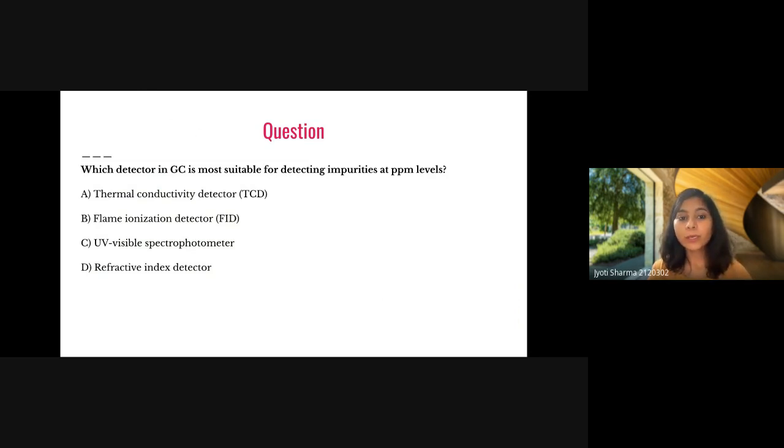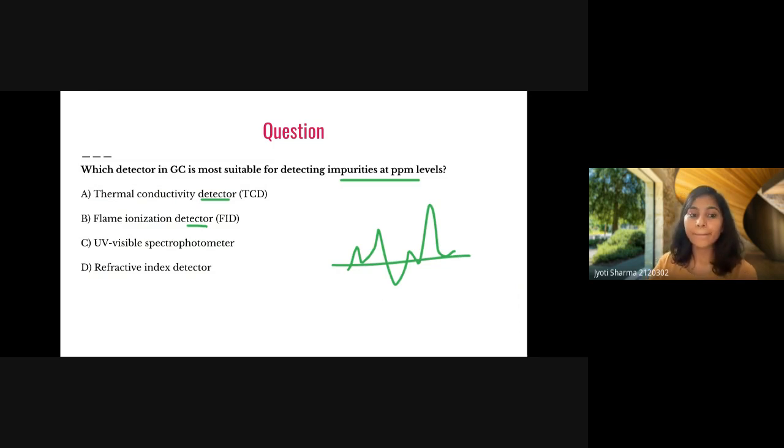Okay, because we have some peaks, right? To detect those peaks we need some detectors, right? So which detector is most suitable for detecting impurities at ppm levels? Which detector is mostly used whenever we have, let's say, water, and in that water we have some impurities, and we want to detect that impurity even at ppm level? Which detector is most suitable for us?